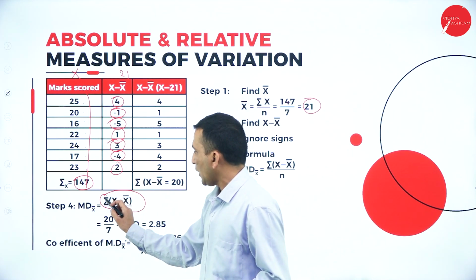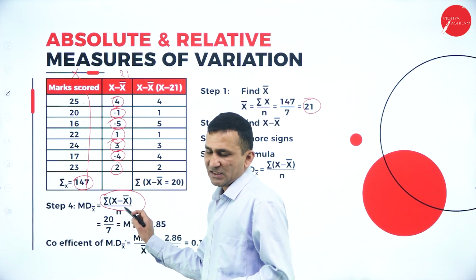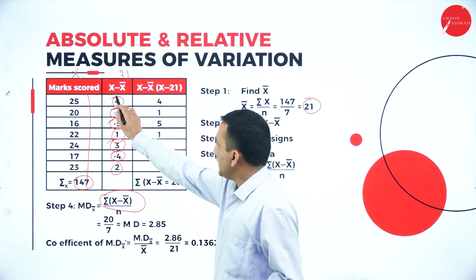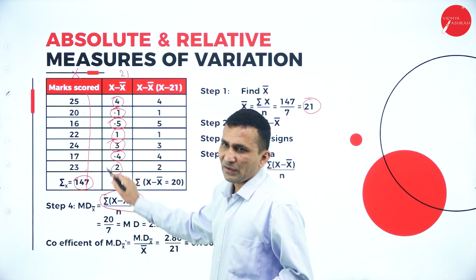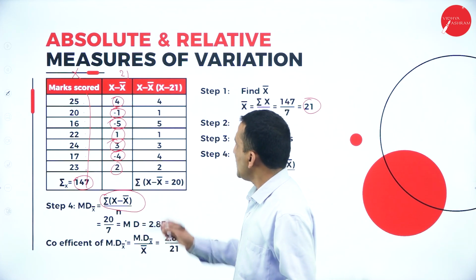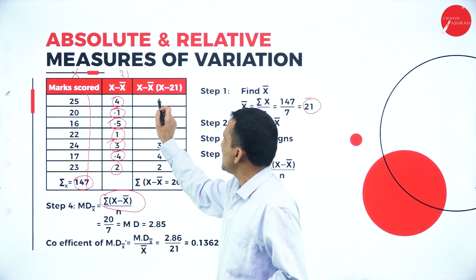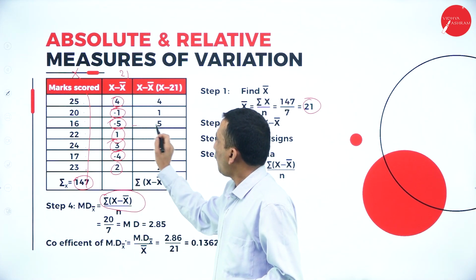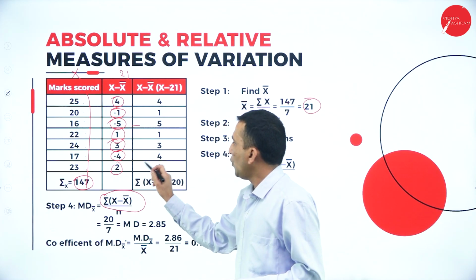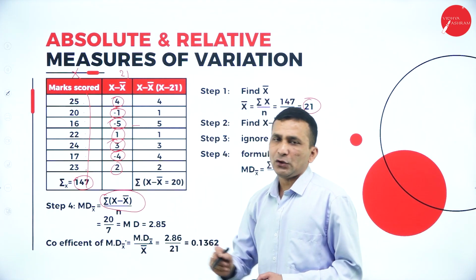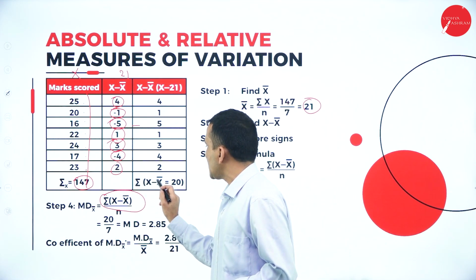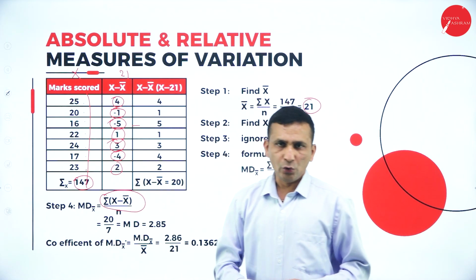So according to the formula, I need to get sigma |x minus x bar|. Just ignoring the sign, whether plus or minus, just ignore the sign as it is. I am writing 4, 1, 5, 1, 3, 4, 2. Now if you take the total, you are getting sigma |x minus x bar| equal to 20.